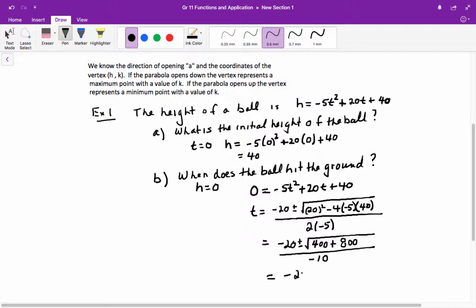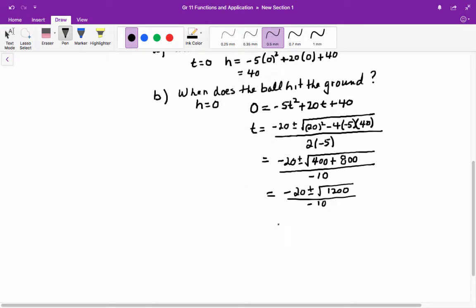We got negative 20 now, plus or minus the square root of 1200, when we divide by negative 10. So this is going to give us two possibilities. T equals negative 20 plus the square root of 1200 divided by negative 10, or T equals negative 20 minus the square root of 1200 divided by negative 10.